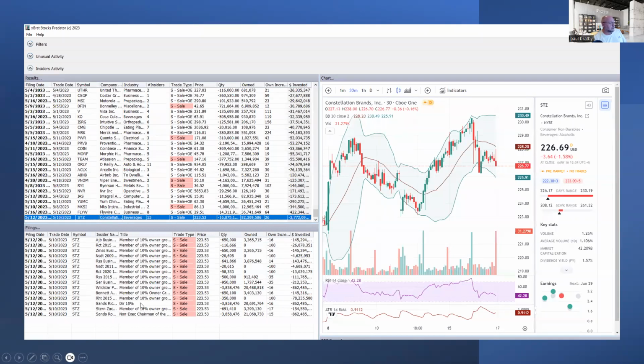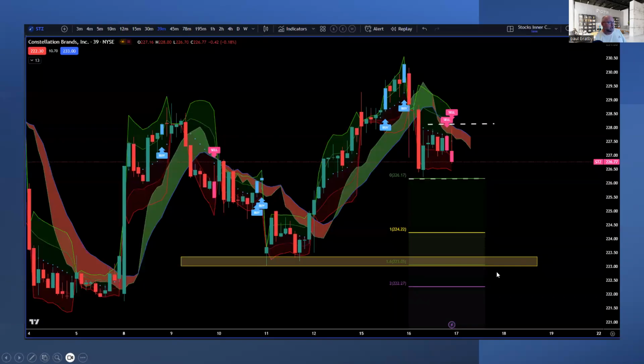Got a director that owns 10%. Some of these people were taking $143,000, $4 million. There was quite a lot of selling here on the 12th of May. That was this year. So when we look at this point here, 39 minutes.